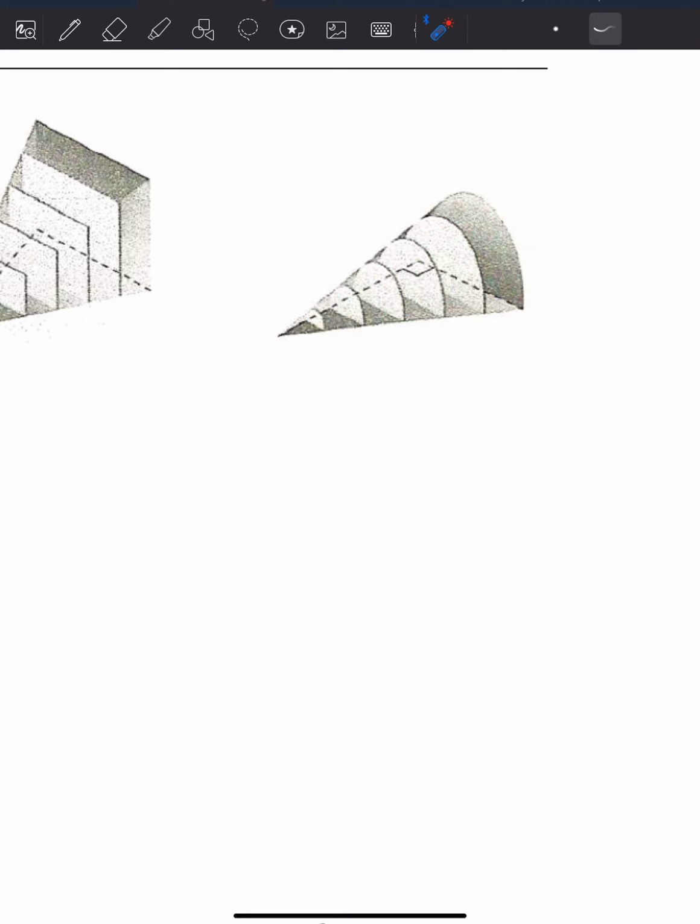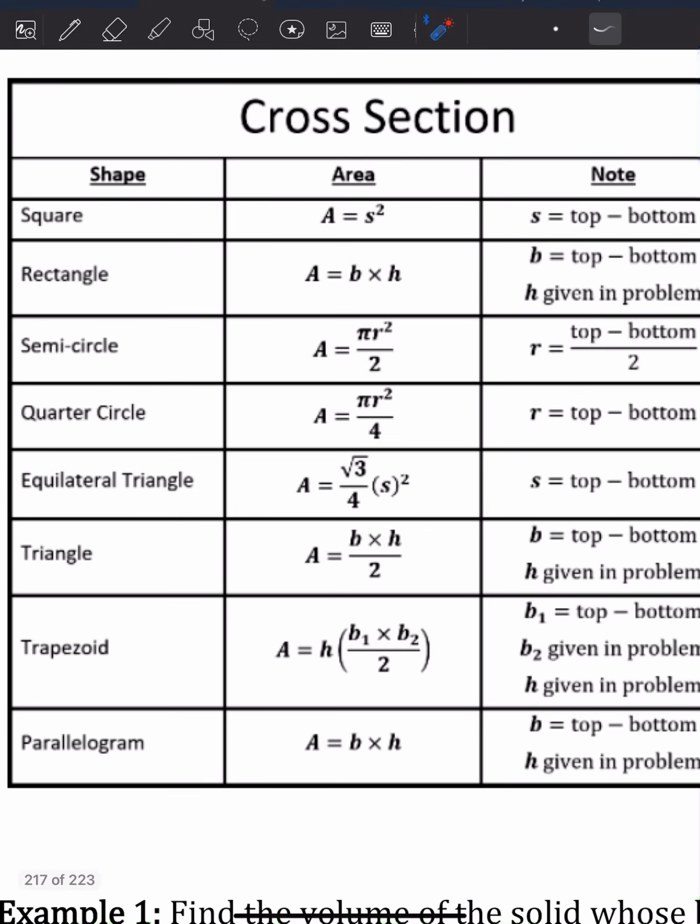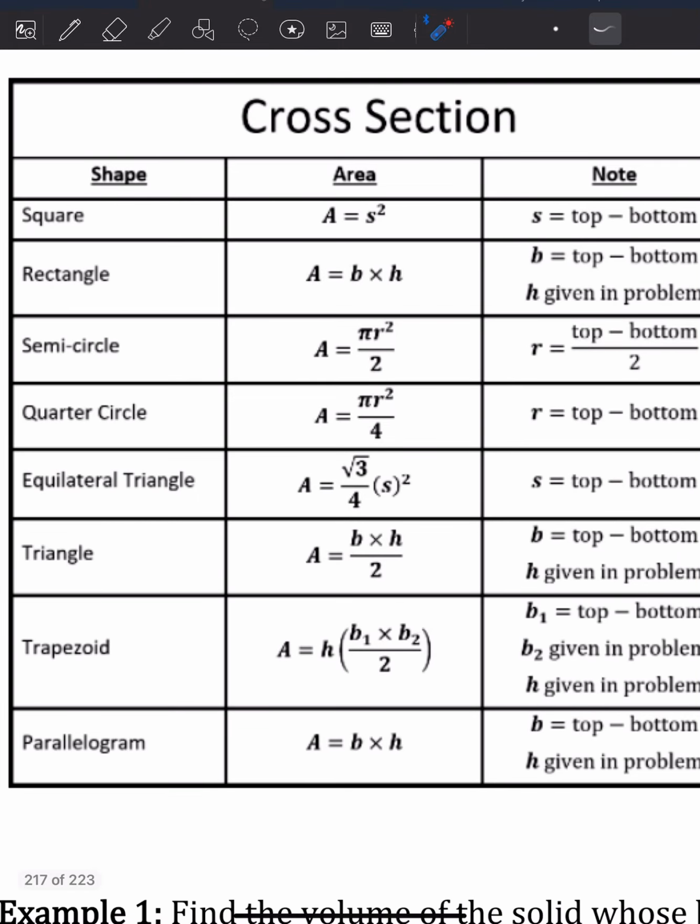So the thing with cross sections is, we need to know the area, the formulas for these different cross sections. So ones that we'll see a lot: square, rectangle, semicircle, quarter circle, triangles a lot of times will show up, trapezoids, parallelograms. Some of these you'll see a lot, some of these not as much. I want to say the first part of this is going to be more often than some of the later ones.